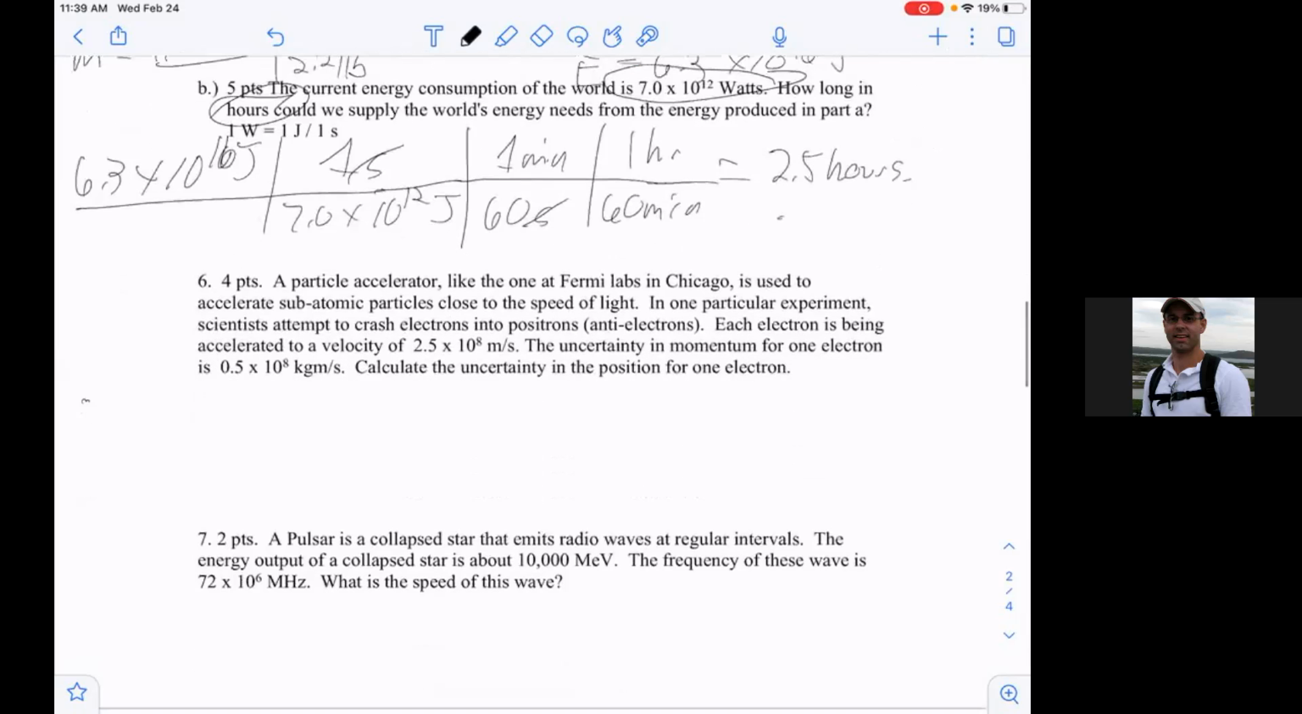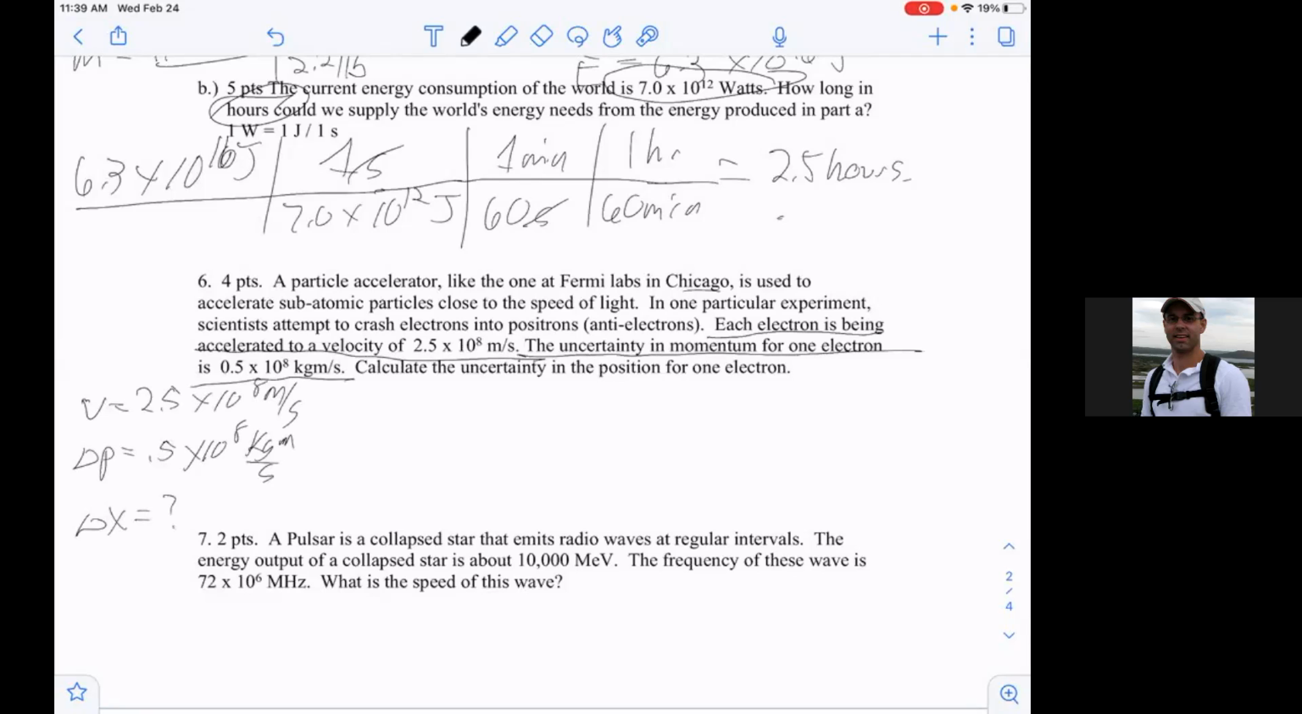Number 6, a lot of words here. In a particle accelerator, the one like at Fermi Labs in Chicago, if you want to take a field trip there once COVID is over, it's a cool place to go. It accelerates subatomic particles close to the speed of light. In one experiment, they crash electrons into positrons. Each electron is being accelerated to a velocity of 2.5 times 10 to the 8th meters per second. The uncertainty in momentum is 0.5. Calculate the uncertainty in position.